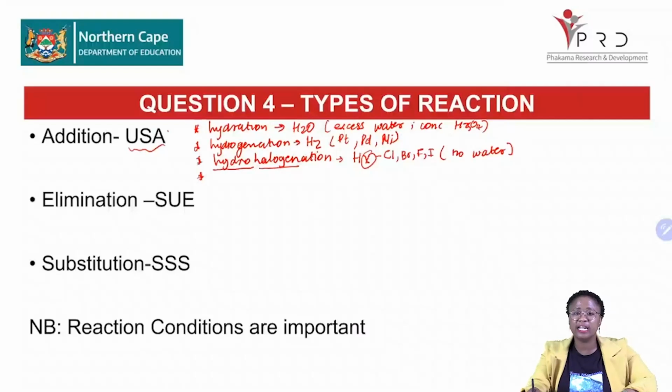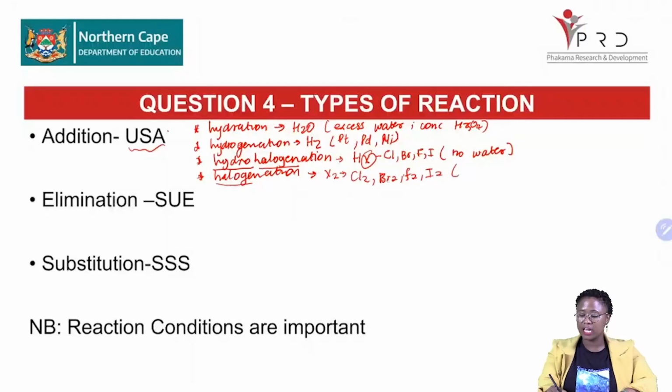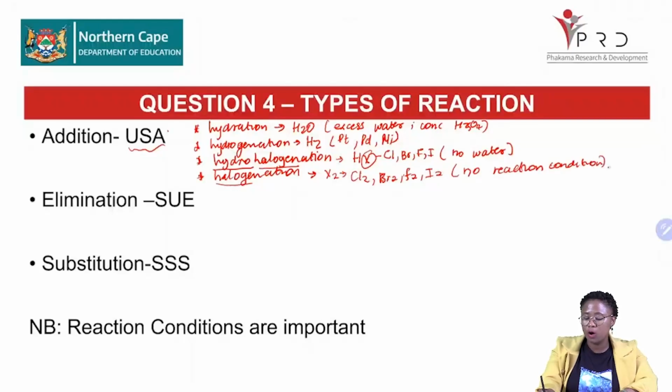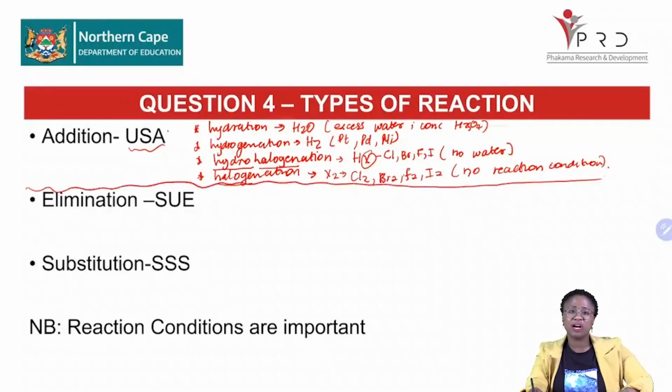And lastly, under addition reactions, the last type is halogenation. Remember, with halogenation, what are we adding? We are adding X2. That X2 can be chlorine, bromine, fluorine, or iodine. What are the reaction conditions for this one? Lucky you, there are no reaction conditions to remember for this one. And those are the four types of addition reactions that you must remember.